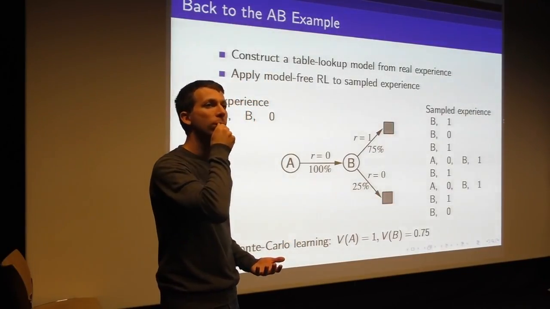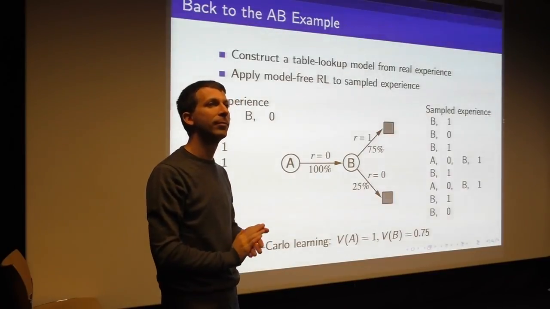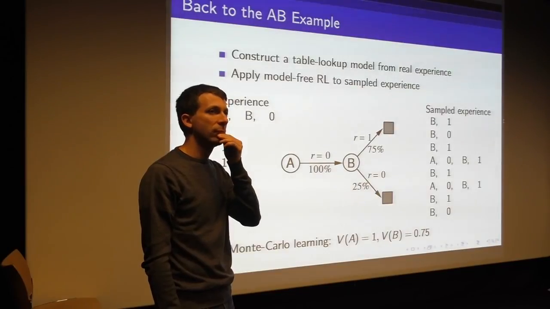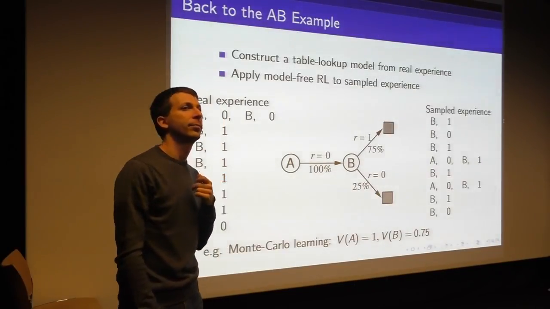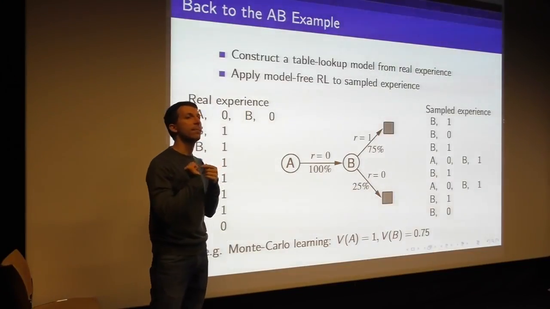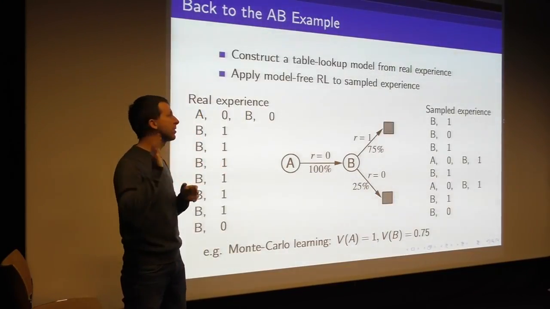I'm wondering about uncertainty in the model. In some states of real experience, we've experienced them much more often than others. So our estimates of what might happen from them are much more precise than in others. Does this influence the action that we take?